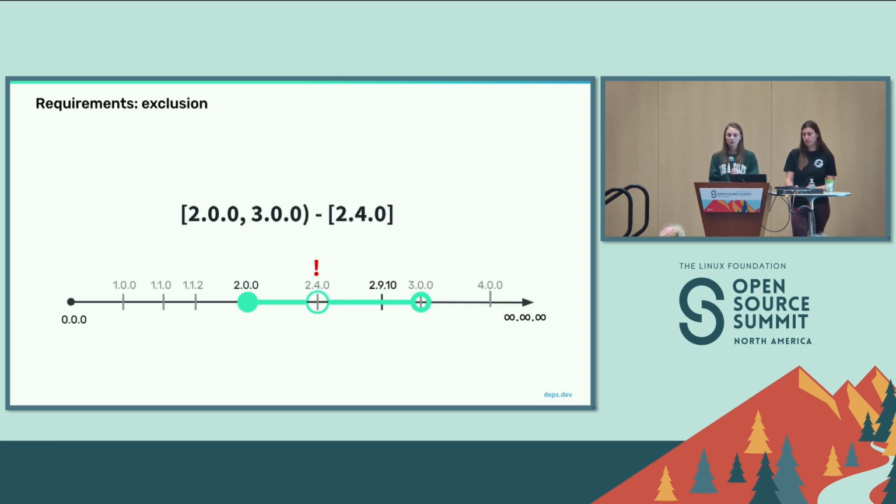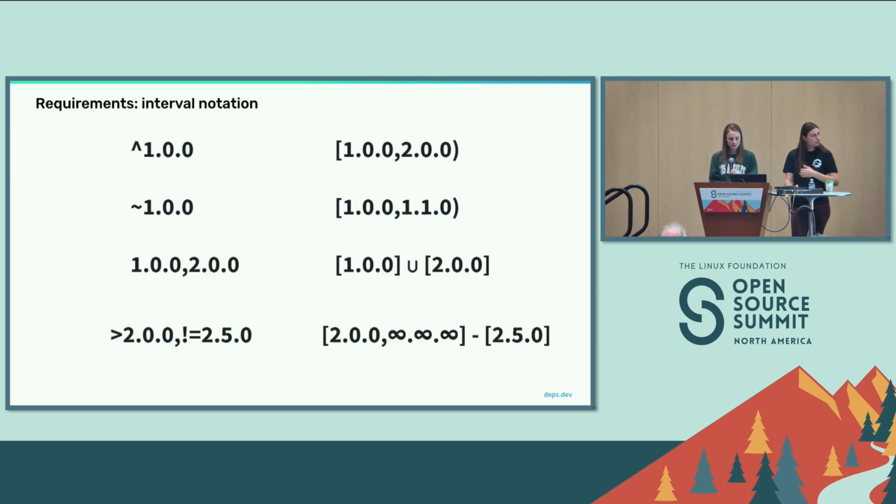To exclude 2.4 from our set before, we can subtract 2.4. And if we wanted to exclude any version starting with 2.4, we could use the infinity operator. Technically, we can just express this with a union, but the subtraction helps to clarify the requirements. And ultimately, our goal is to better understand and reason about our requirements.